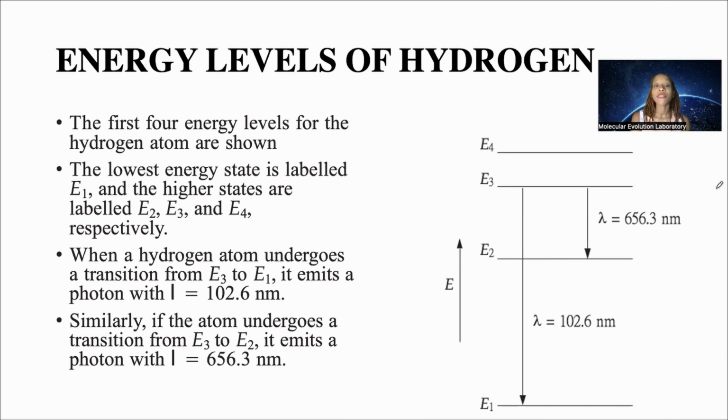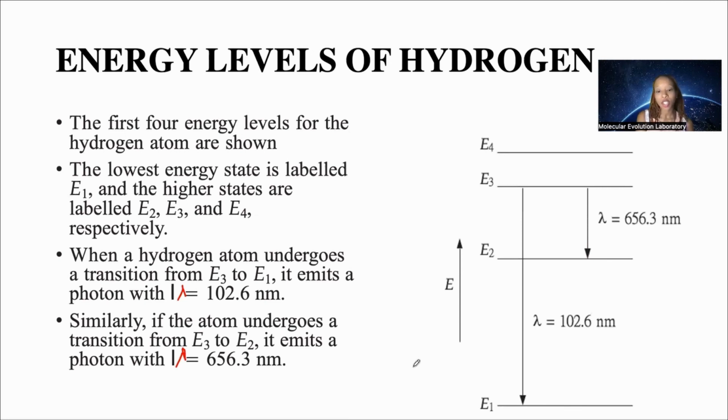The first four energy levels for the hydrogen atom are shown. The lowest energy state is labeled E1 and the higher energy states are labeled E2, E3 and E4 respectively. When a hydrogen atom undergoes a transition from E3 to E1, it emits a photon at a wavelength of 102.6 nanometers. From E2 to E1, it emits a photon with a 102.6 nanometer wavelength.